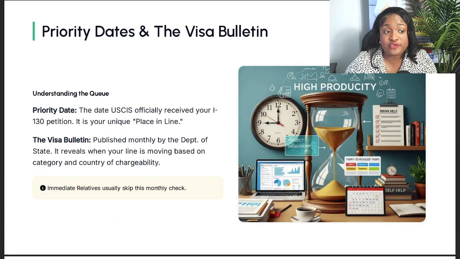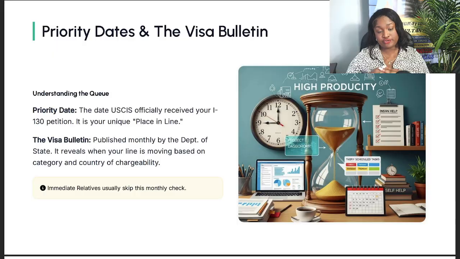So we spoke about the difference between immediate relative and family preference, and we went over all the categories on the visa bulletin. So basically, what is the priority date in the visa bulletin? It's the date USCIS officially receives your I-130, and it is your unique place in line. The visa bulletin is published every month by the Department of State. It reveals when your line is moving based on your category and country of chargeability.